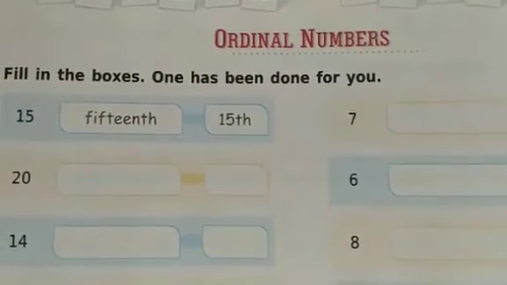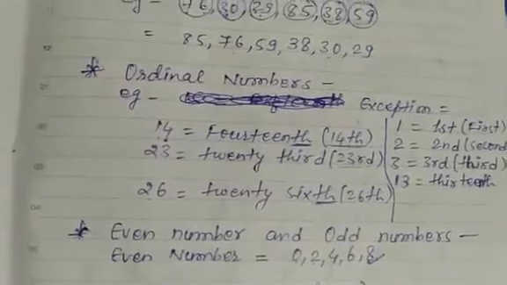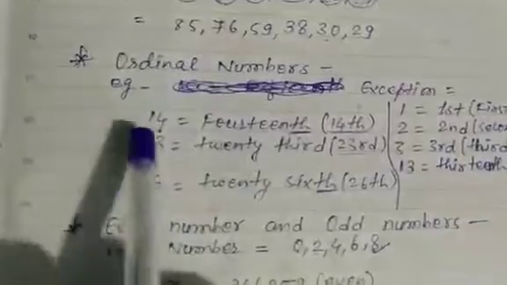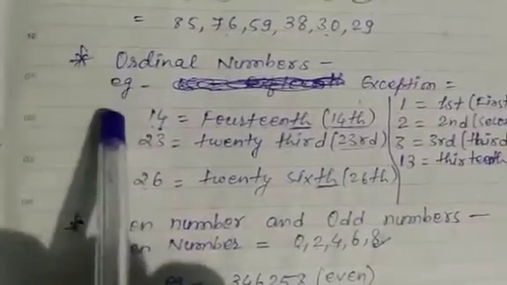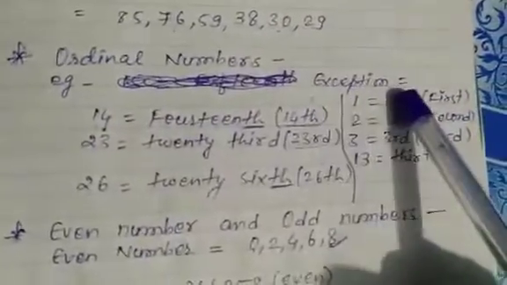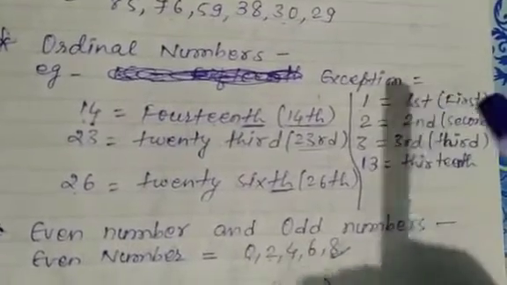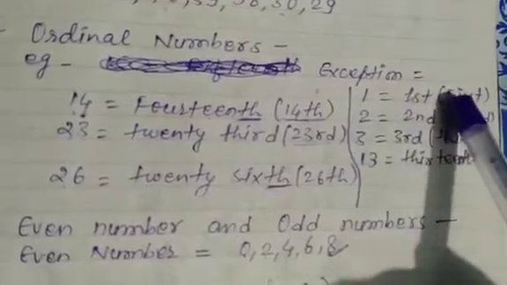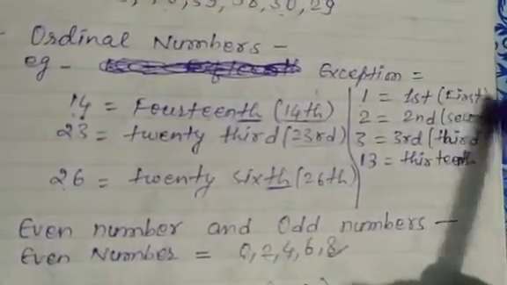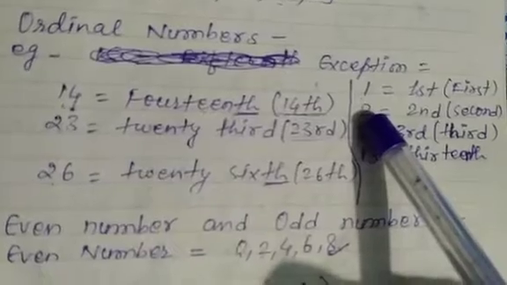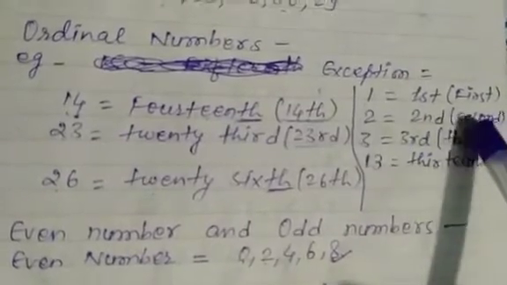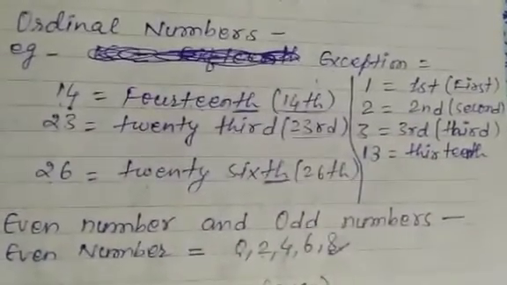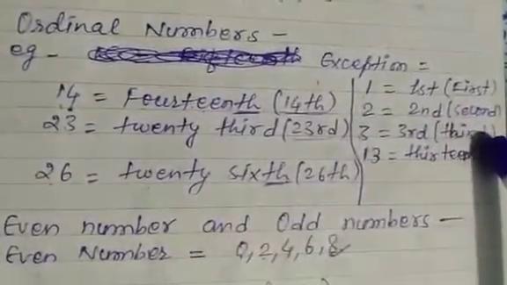Okay, now I am giving some examples, so watch it. You can see here I am giving some examples. The topic's name is ordinal number. Before the examples, I want to give some exceptions. When it is 1, the common term is first. First, first. When we write the number 2, we will write second. When we write the number 3, we will write the number third.